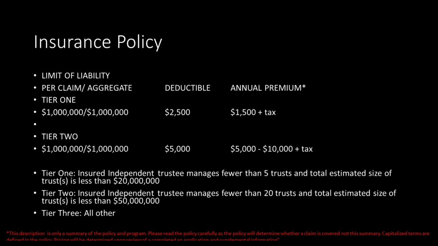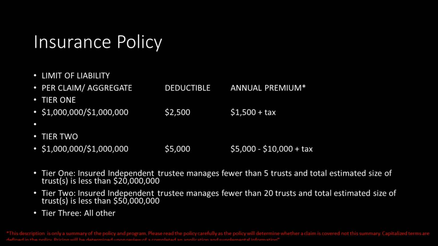And the whole idea is to try and really help the underwriter understand how to price the risk and provide the right coverage. And the more volume we have, the more we can fine tune things. So tier 1 pricing, if you qualify, has a deductible of $2,500 and a premium of $1,500 per year plus surplus lines tax.